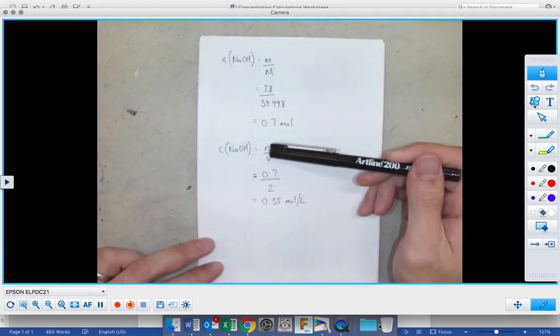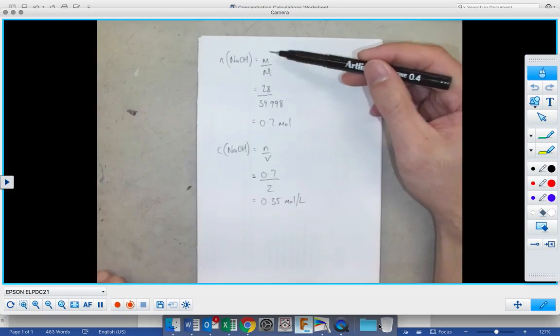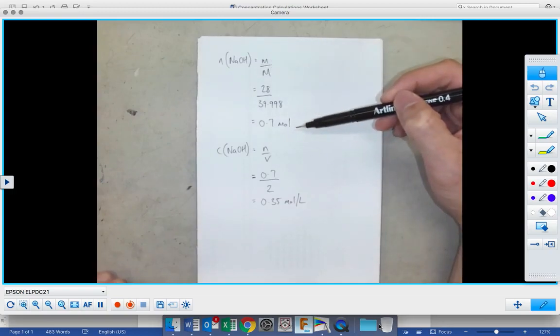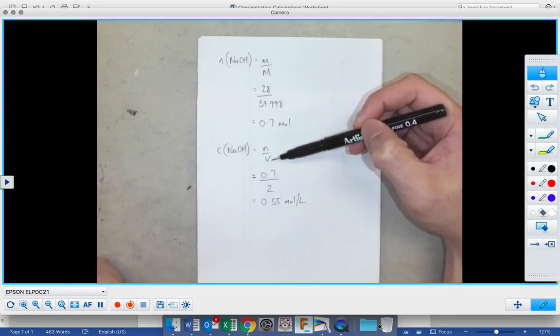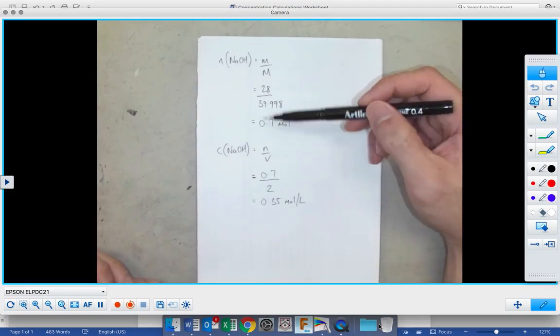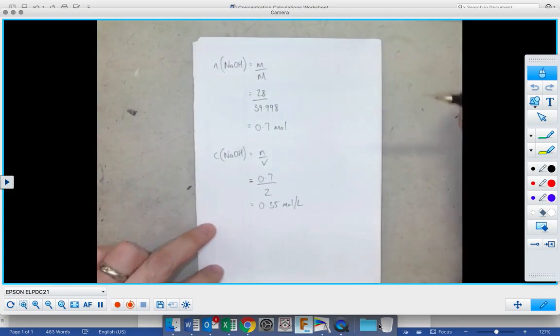Sometimes you're not given the n and the V. Sometimes you're given other information like mass, and then you have to solve for it. Okay? So ultimately, when you're asked for concentration, you need to get to n and you need to get to V. Right? But sometimes there are a few more steps to work out. All right? Let's go look at the next question.